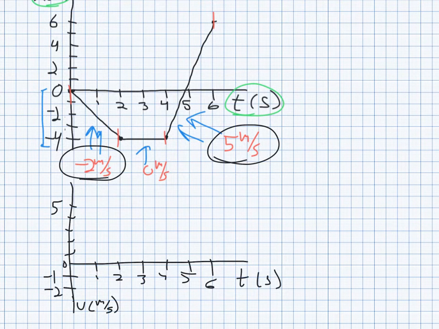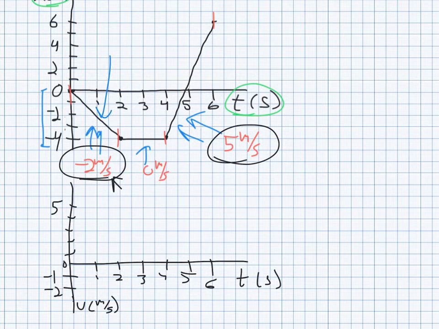All right, so when I do my new graph, my first interval again starts with 2 meters per second, and that's not changing. I know that's not changing because the slope is constant. It's a straight line. So that velocity should be exactly the same whether I'm at 0 seconds or at 1 second or at 2 seconds.